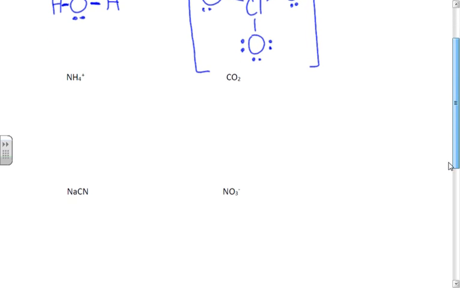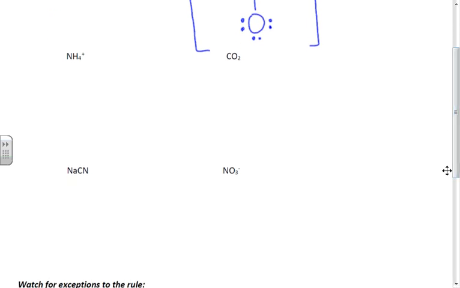For the next one, we have NH4+. We have another situation where we have a charge. This time it's a positive charge. So we're going to have 5 electrons for nitrogen. We're going to have 4 times 1 for the hydrogen. And then since it's positive 1, it lost an electron. So we're going to have a total of 8 electrons, or 4 pairs.